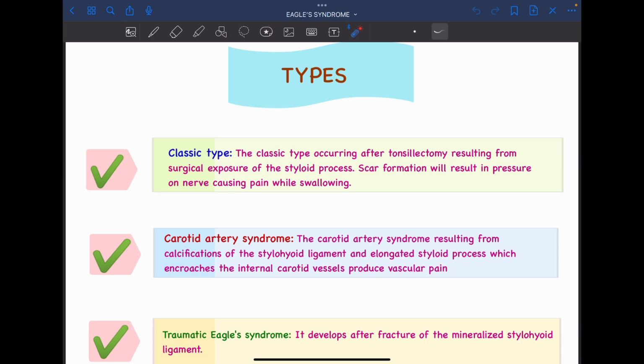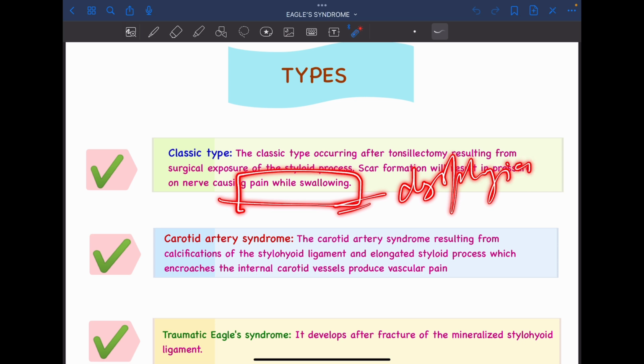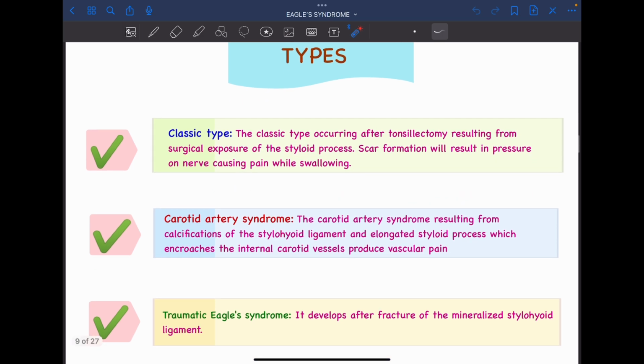Okay, in one or two lines we'll finish this topic, right? The first one is the classic type. As the name itself indicates, it will have all the characteristic general features. The classic type occurs after tonsillectomy resulting from the surgical exposure of the styloid process. So it is secondary to a surgery, so it might be regarded as a complication of tonsillectomy, right? The scar formation results in pressure on the nerve which causes pain while swallowing, that is we have dysphagia over here, right?